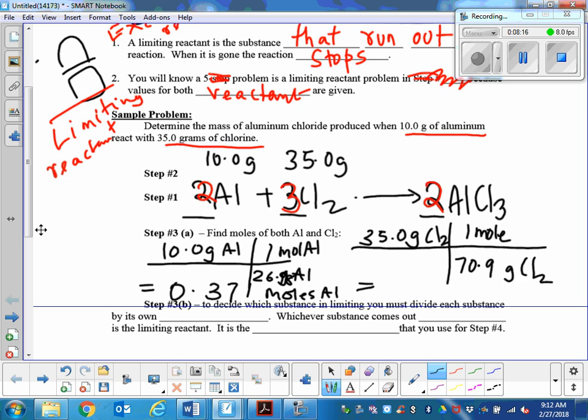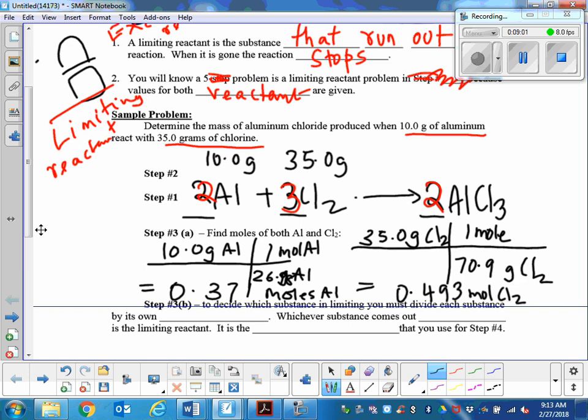Thomas, when I divide 35 by 70.9, can you give me the answer? 0.493 moles of Cl2. Guys, I just found the number of moles of both my reactants. Please remember, they react in the ratio 2 to 3.